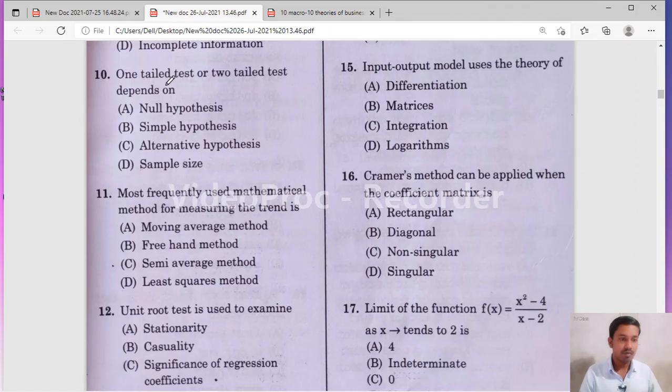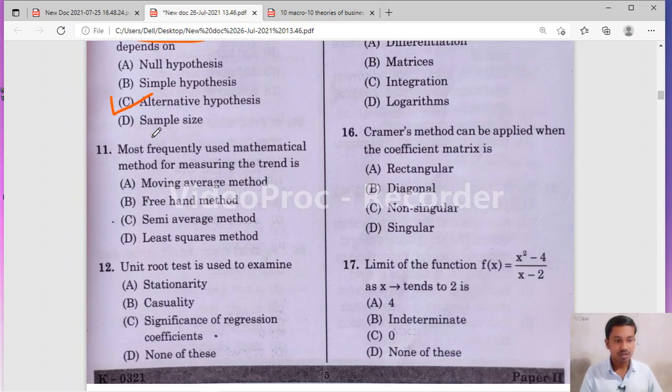Question number 10, one tail test or two tail test depends on. Yes, one tail test and two tail test, they are dependent on alternative hypothesis. Question number 11, most frequently used mathematical method for measuring the trend is.